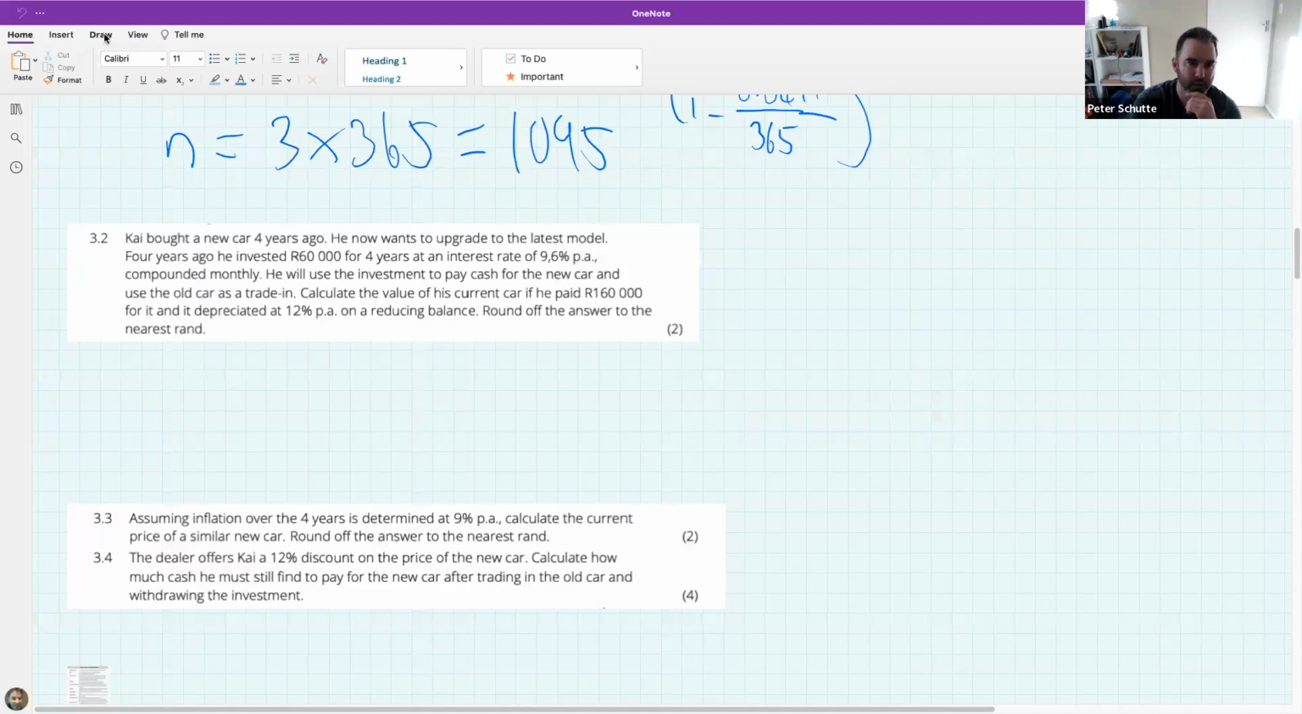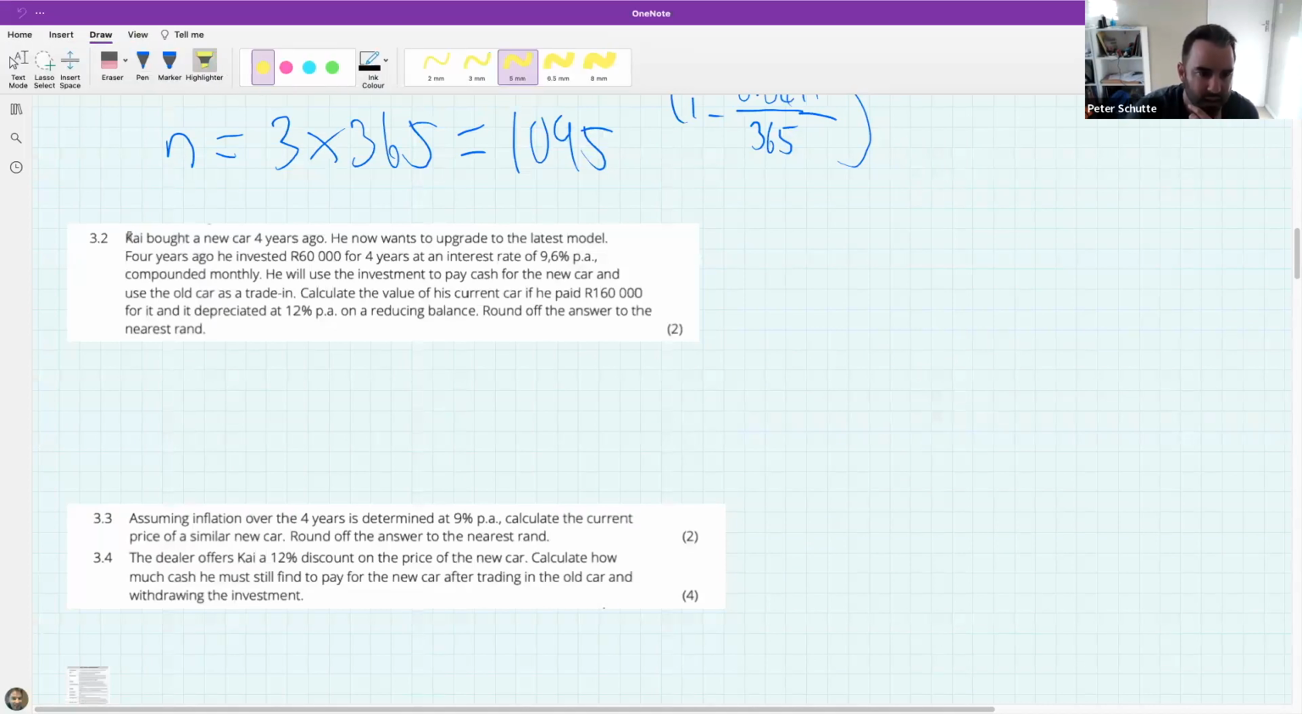It says: Kai bought a car 4 years ago. He now wants to upgrade to the latest model. Don't we all? 4 years ago, he invested 60,000 for 4 years at an interest rate of 9.6% per annum compounded monthly. Okay? So that's a whole long story that we have to make sense of. But then it says he will use the investment to pay cash for the new car and use the old car as a trade-in value. So there's quite a few things going on.